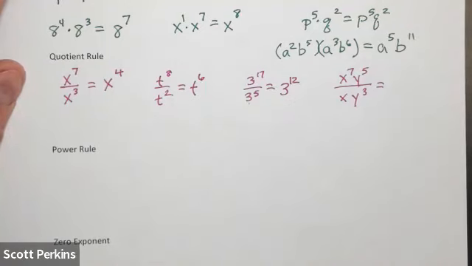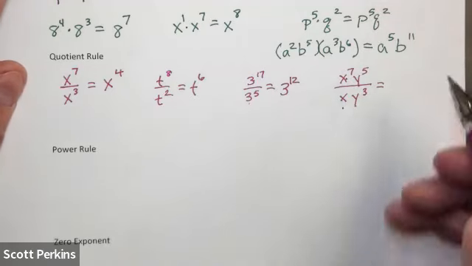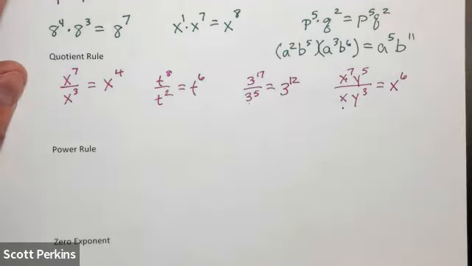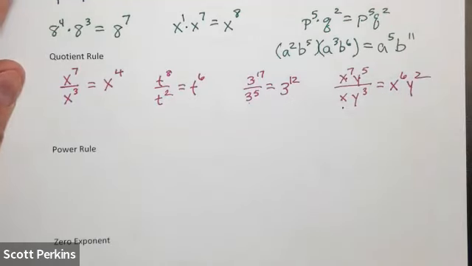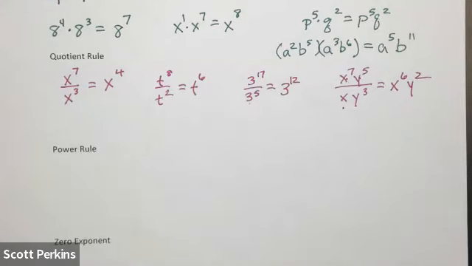And then last but not least, we have a problem with division that's similar to the multiplication. You can only apply the quotient rule when the bases are the same. So x to the 7th divided by x is x to the 6th, and y to the 5th divided by y to the 3rd is y to the 2nd. That's the second of our rules involving exponents.